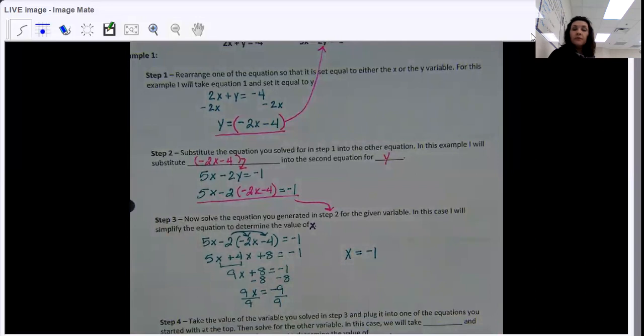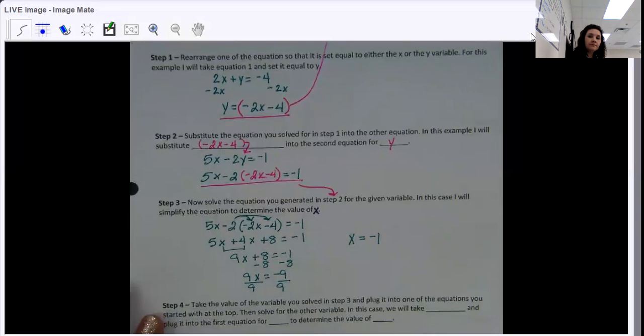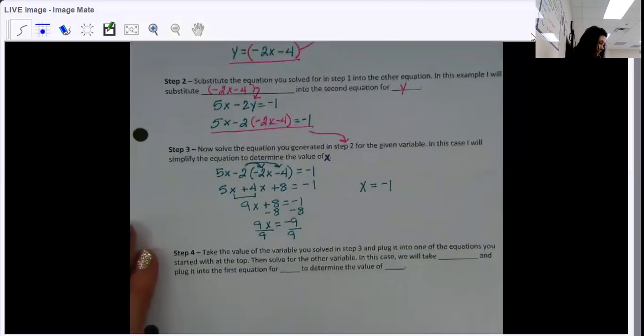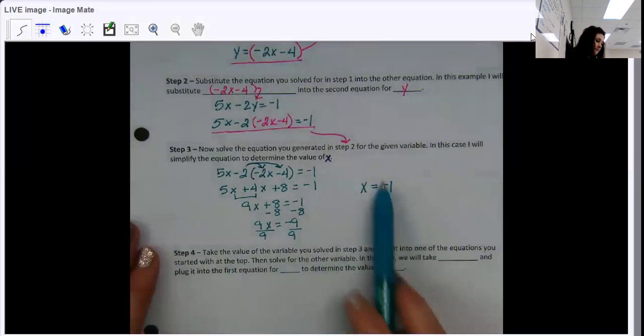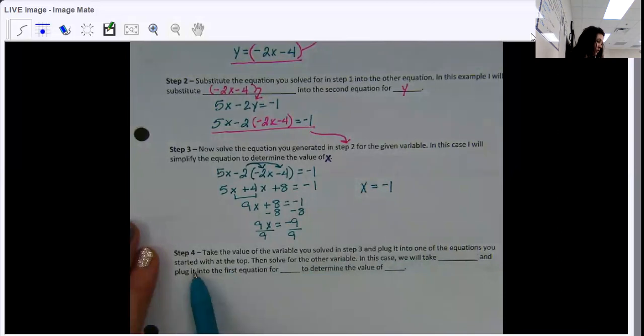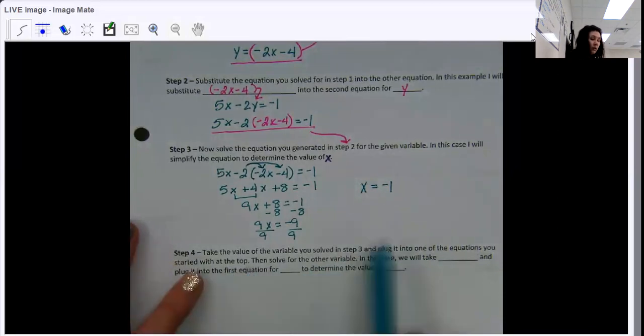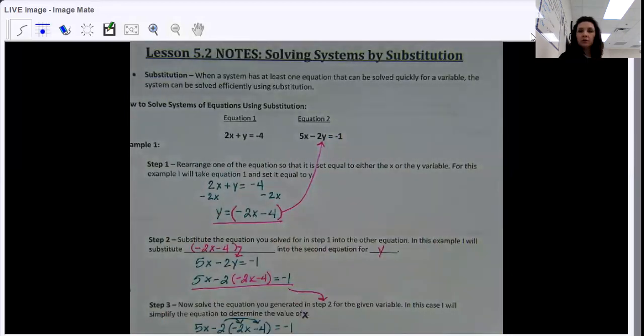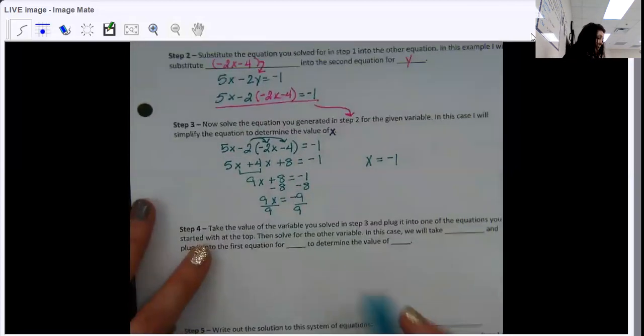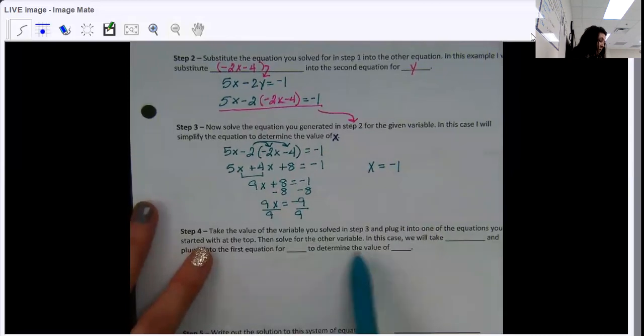All right, so we found our x. We found half of our ordered pair. We found half of the solution to the system of equations. Okay, so let's look at our last step here. Take the value of the variable you solved in step 3. This is the value we got, and plug it into one of the equations you started with at the top. So we're going to take this x equals -1, and we're going to choose either one of these equations. I always choose whichever one looks better to me. There's no rhyme or reason. You just pick which one you like. I personally like equation number 1, so that's the one I'm going to choose.